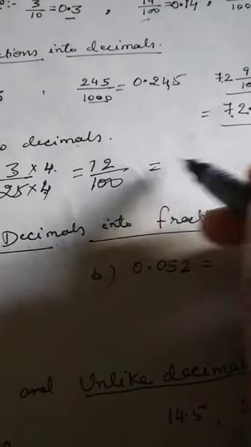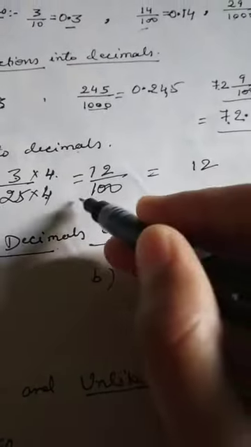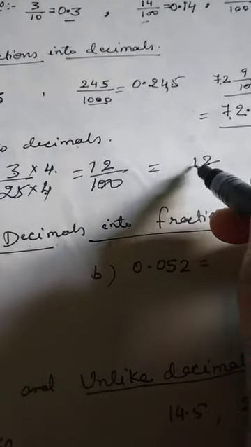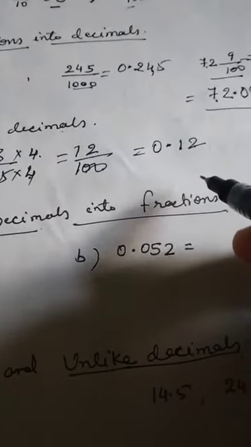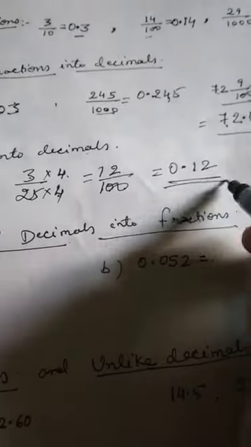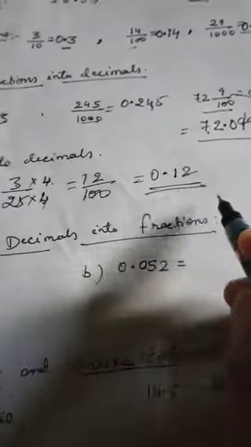So, we can change this into a decimal now. How many zeros? 1, 2. So, 1, 2, put the decimal point here. This is the way you can change a fraction into a decimal number.